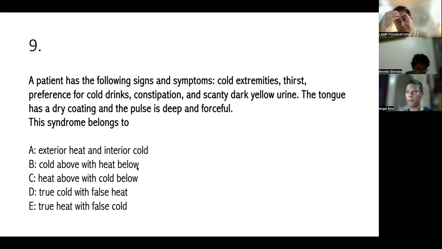What is your basis, Doc? The first preference for cold drinks, constipation, and also the pulse, Doc. And the tongue, urine, right? Yes, dark and scanty. So constipation is the opposite. Yes, Doc, it's the opposite of cold above. Ay, true cold with pulse heat.